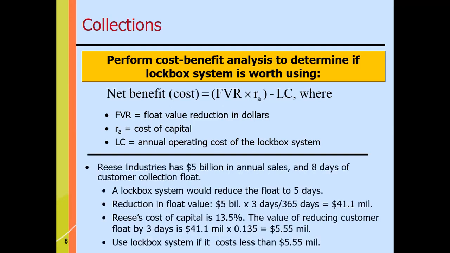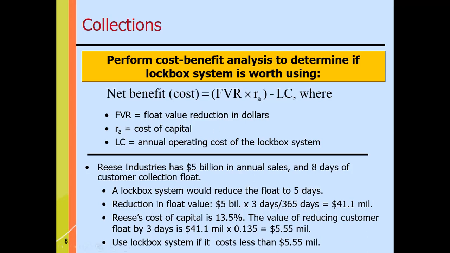As an example, Reese Industries has $5 billion in annual sales and 8 days of customer collection float. A lockbox system would reduce the float to 5 days. So with that, there is a 3-day reduction. Take note of that. The reduction in float value would be $5 billion multiplied by 3 days over 365 days. So this would be our respective reduction, $41.1 million.